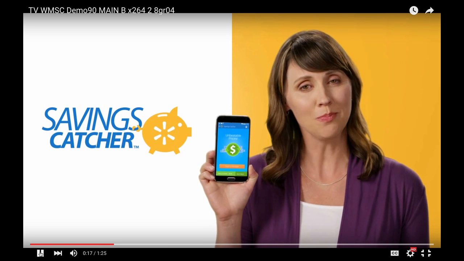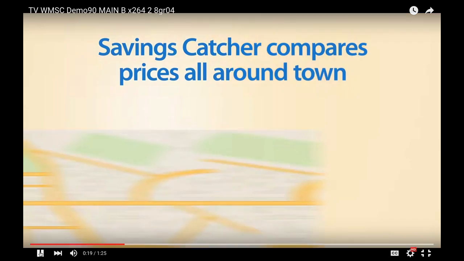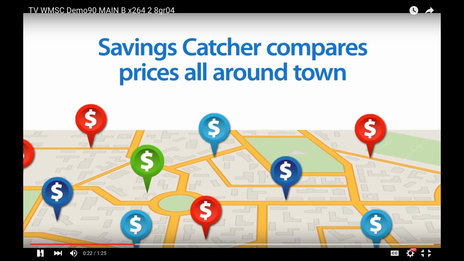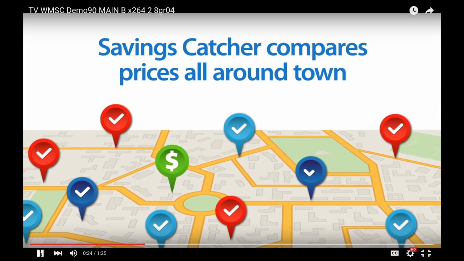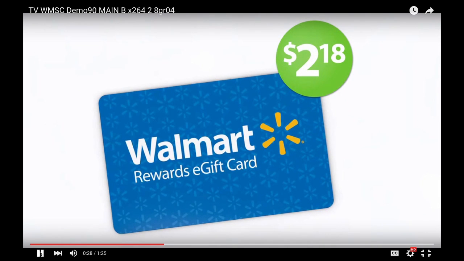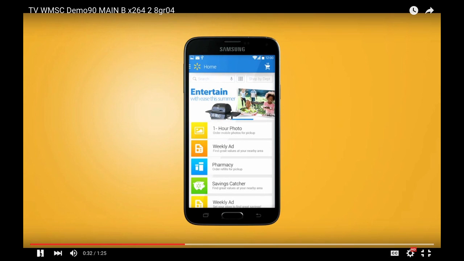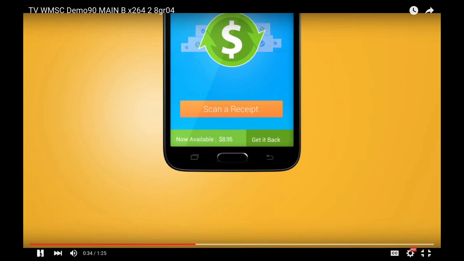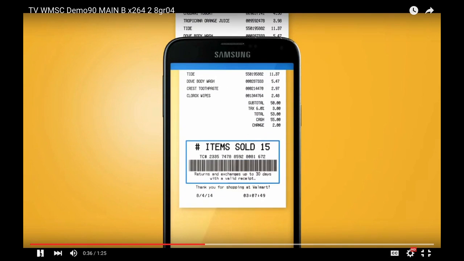Savings Catcher is a simple tool that does the work for you. It automatically compares prices to top stores all over your area. If there's a lower advertised price, Walmart will give you the difference on an e-gift card. How cool is that? Here's how it works. Just download the Walmart app, tap the Savings Catcher button, and scan your receipt.